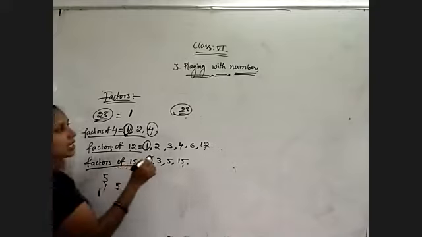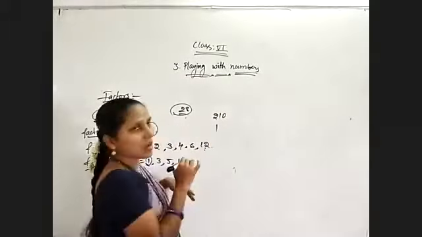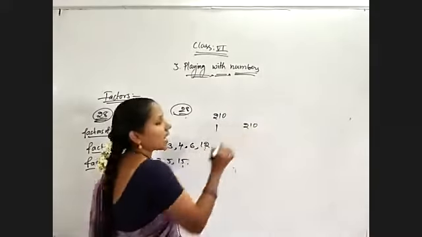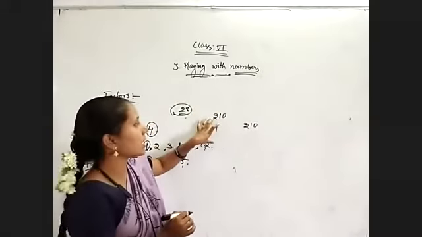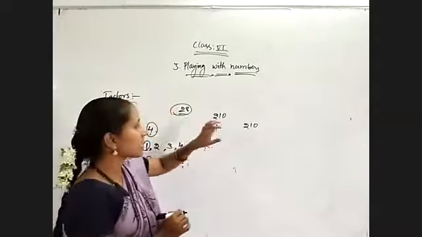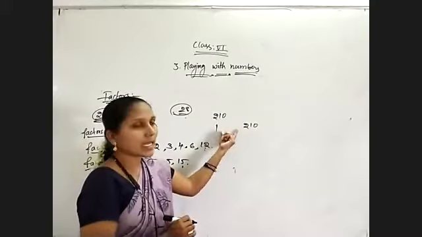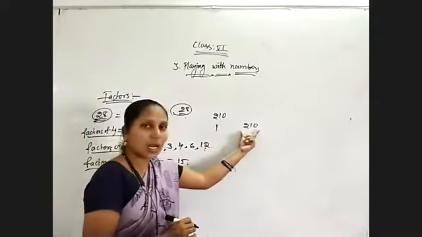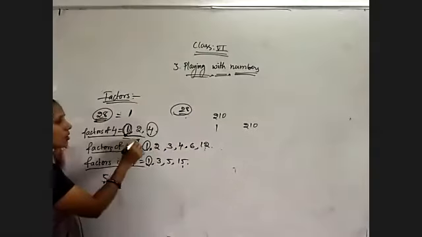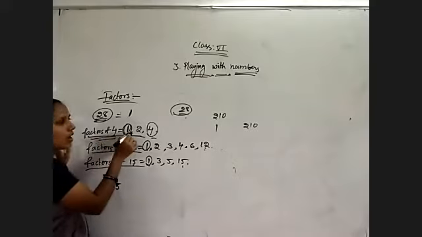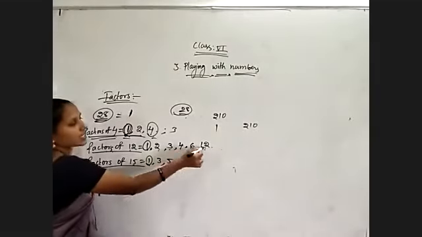Suppose I am writing 210. Compulsorily for this, 1 is the smallest factor and 210 is the highest factor. That means every number is a factor of itself and 1 is a factor of every number. 1 is the smallest factor and the greatest factor is that number itself. Whatever factors lie between them are lesser than 210. So remember this. Are we able to count how many factors there are for 4? 1, 2, 3. Only 3 factors. And for 12: 1, 2, 3, 4, 5, 6 factors are there.